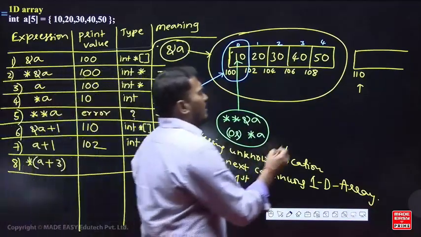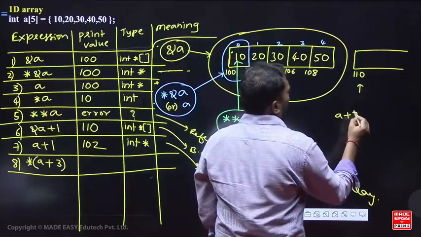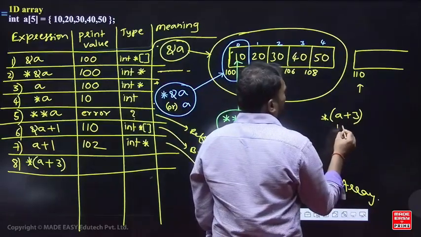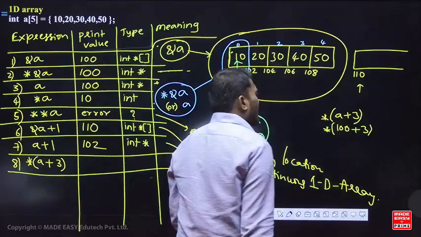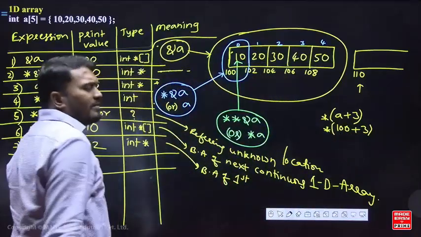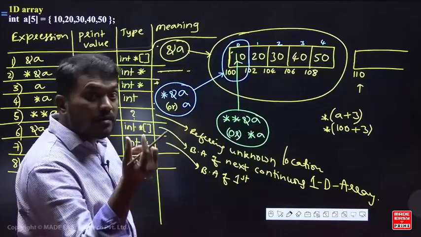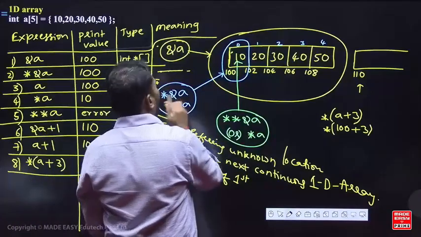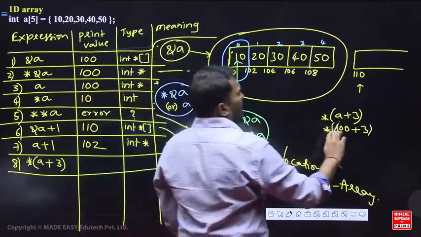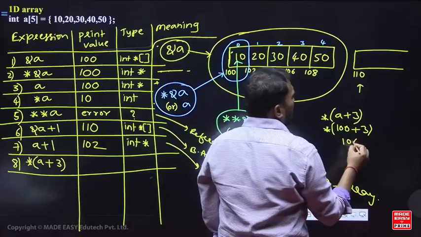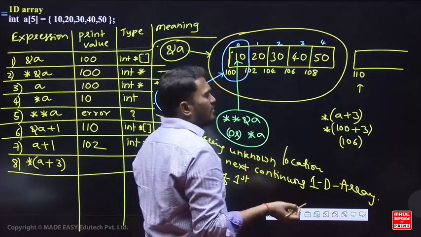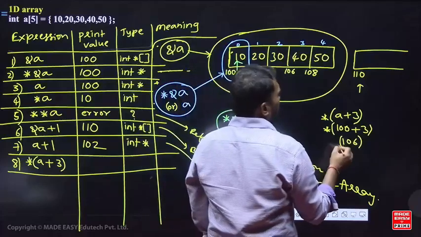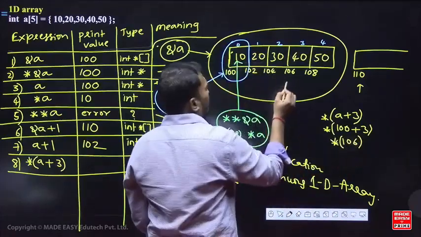Okay, don't confuse. So I am writing here. A plus 3 whole star. So a means what? 100. 100 plus 3 whole star. So just listen carefully. A means it was pointing to 0th element. If I say plus 3, it will jump according to element size. Plus 3 means multiply with the size of the element. So 3 into 2, 6. So 106 whole star. Now tell me, 106 को point कर रहा है.